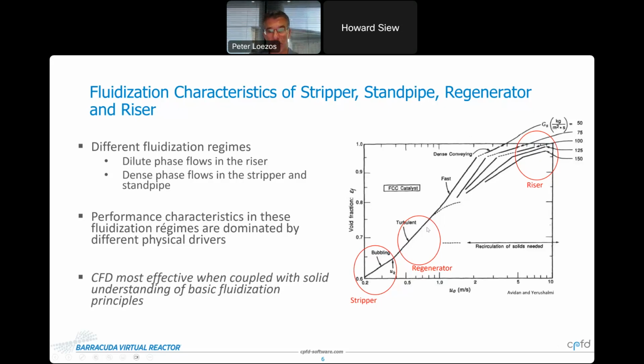Intermediate between these two, we have what we call the turbulent bed regime, and this is where the regenerator operates, roughly between half and 1 meter per second. What I want to note here is that the performance characteristics in these fluidization regimes are dominated by very different physical drivers. And CFD is going to be most effective when coupled with a solid understanding of these basic fluidization principles.